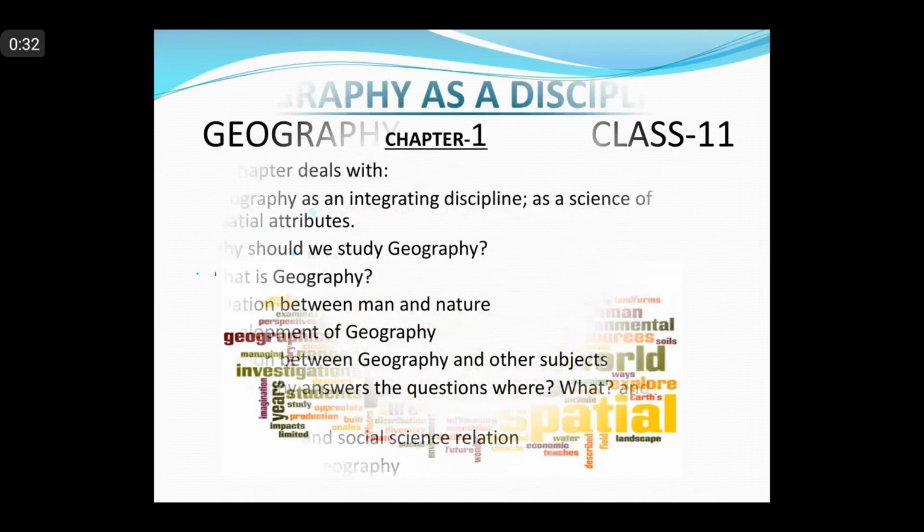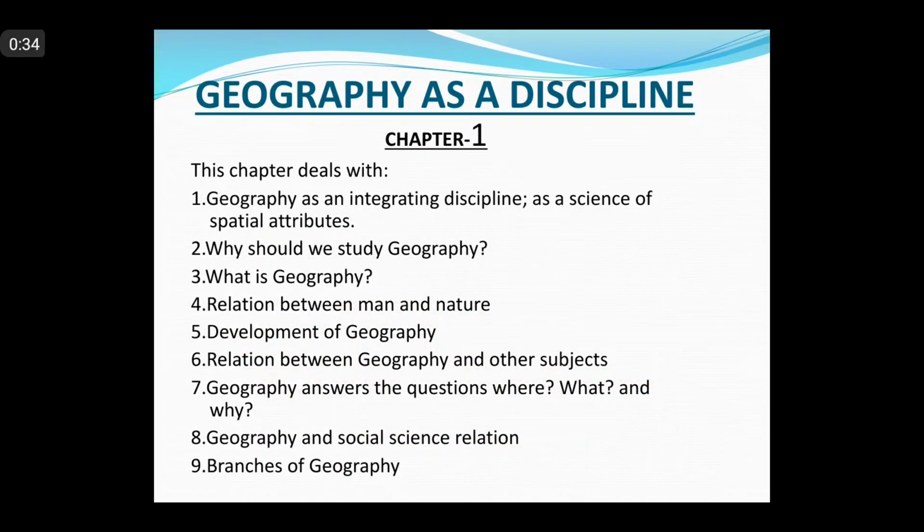Okay, and the different topics which we have covered are geography as an integrating discipline, why should we study geography, what is geography, relation between man and nature, then development of geography, and then geography and other subjects. I mean, its relation with the other subjects. And geography answers the questions where, what, and why, and geography and social science relation. I hope all these topics are clear.